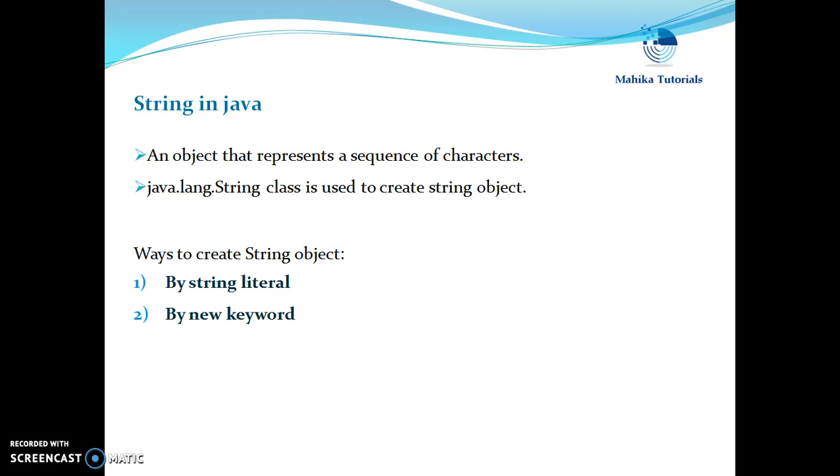So in Java, string is an object, it is not a primitive data type, and there are two ways to create a string object in Java. One is using the literal mechanism, that is by string literal, and second is by using the new keyword. So now let us see how to use these two different mechanisms and how they are different from each other.